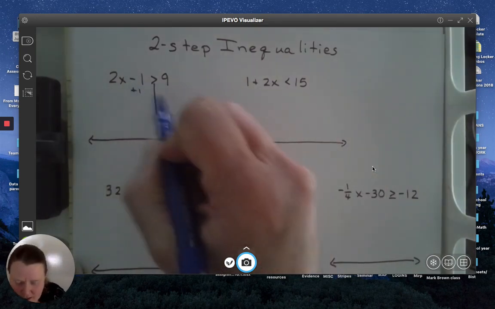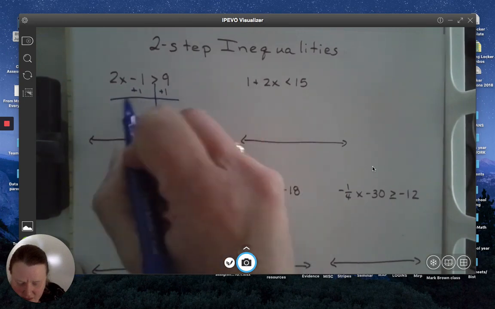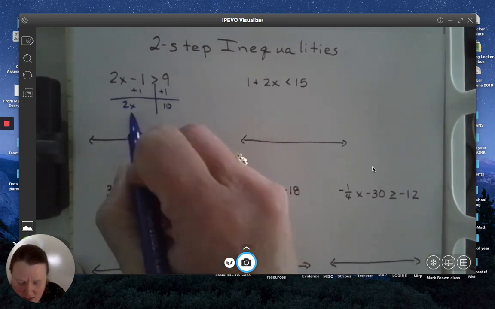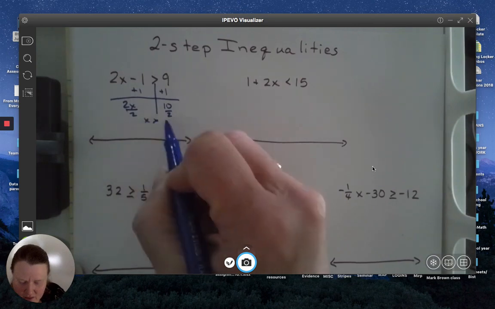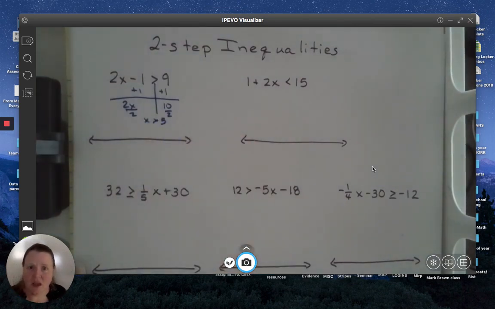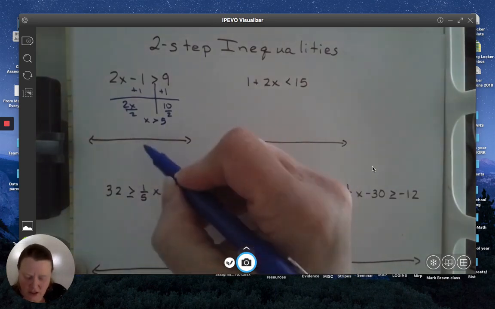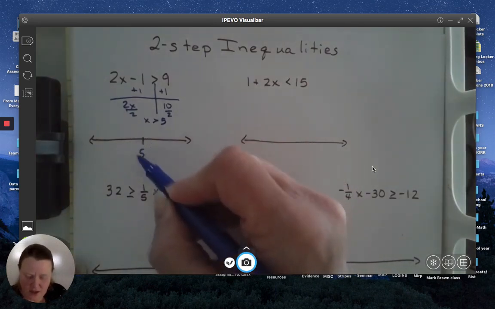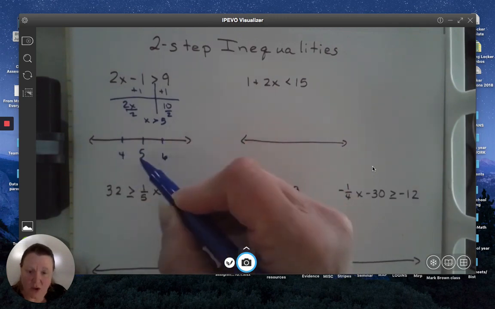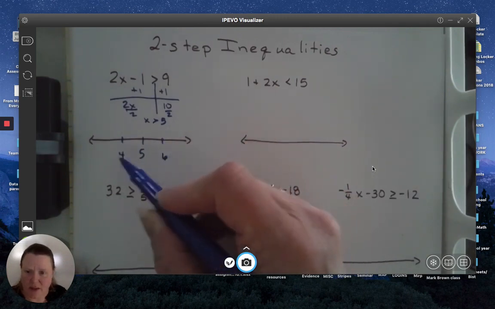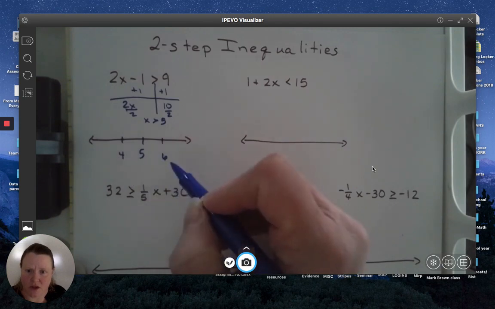So you're going to go ahead and add 1 to both sides. And then you're going to divide by 2. And you're going to end up with x is greater than 5. Now, just like in all of the other equations that we've graphed, you need at least 3 numbers on the number line so that everyone knows that you know how the number line works. So I usually start with the answer in the middle, and then I put one smaller and one larger.